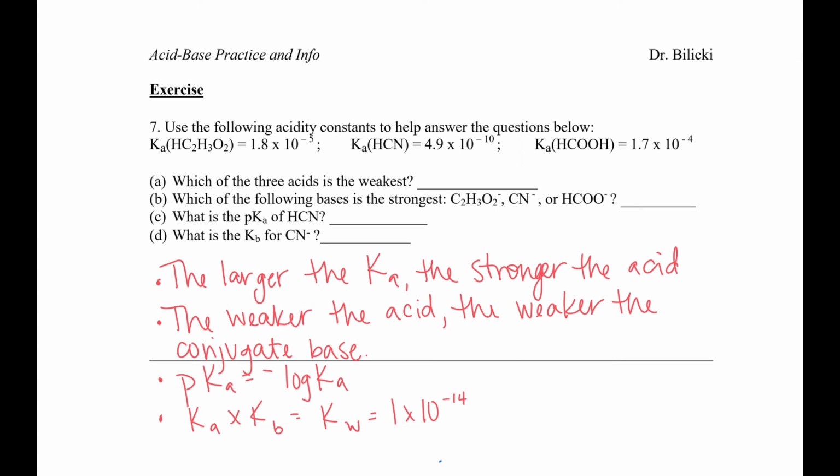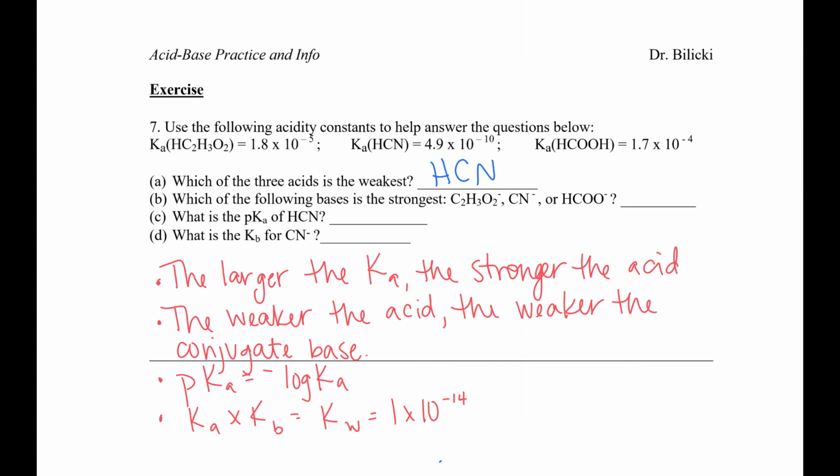Alright, I did already write some information on this page that you need to go ahead and copy down. So if you need to pause at this point to write this on there, that's fine. But the first one says the larger the Ka, the stronger the acid. So question A on 7 asks which of the following acids is the weakest. If the bigger Ka is the strongest, then the smallest Ka is the weakest. I hope by looking at these 3 Kas you can see that HCN is the weakest because it has a negative 10 exponent, which makes it much smaller.